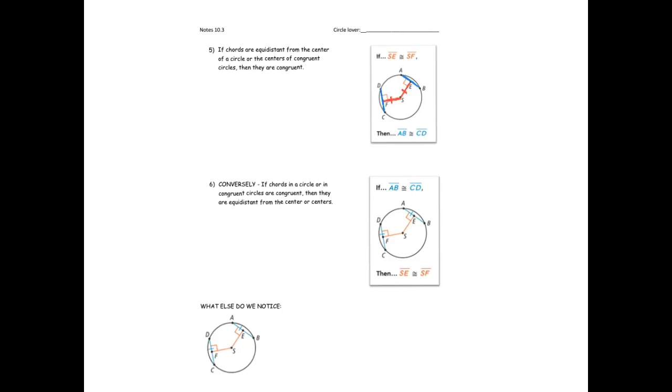So if the chords are equidistant from the center of a circle, or the centers of congruent circles, then they are congruent to each other. So what it's saying is if DC is equidistant, according to that tick mark, same distance as AB from the center, then DC and AB are going to be congruent. So equidistant means congruent chords.